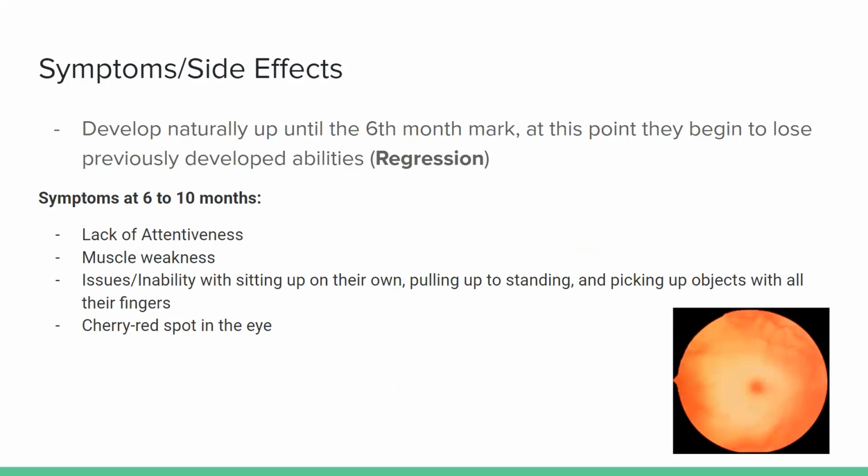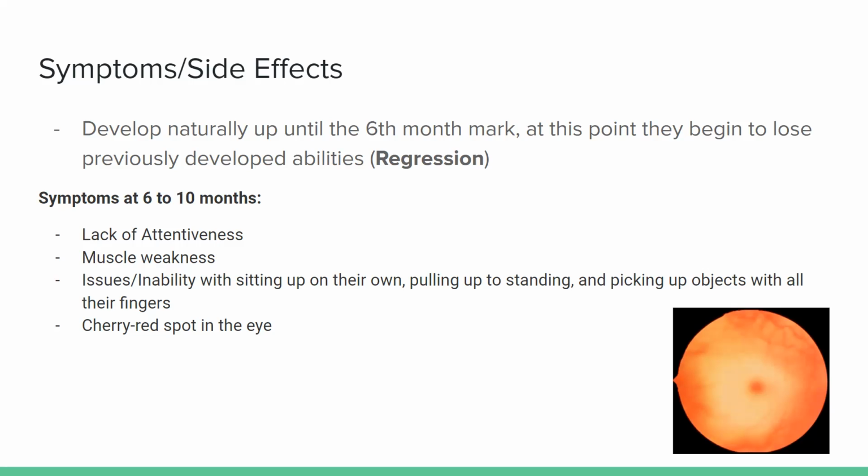So from 6 to 10 months, you will start to see a lack of attentiveness within the infant. They will have muscle weakness, and anything that they learned before, like standing up, sitting down, picking up objects, or pulling themselves up, they won't be able to do that anymore. They'll have issues with it, and as they reach the 10-month mark, they won't be able to do it at all.